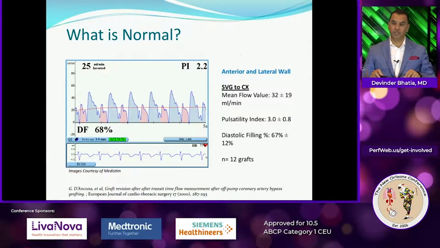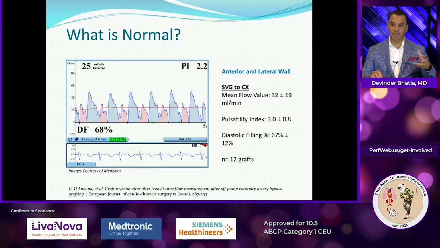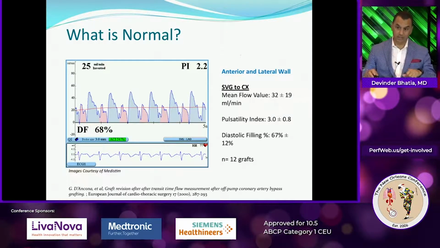Here's another example of a left-sided bypass where we have a vein graft to the circumflex. Mean flow values, again, anywhere from 30 to 50, pulsatility index about the same, and diastolic filling 67 to 80, 75%. And these are just from a couple of studies that looked at different numbers of bypass grafts and came up with this.